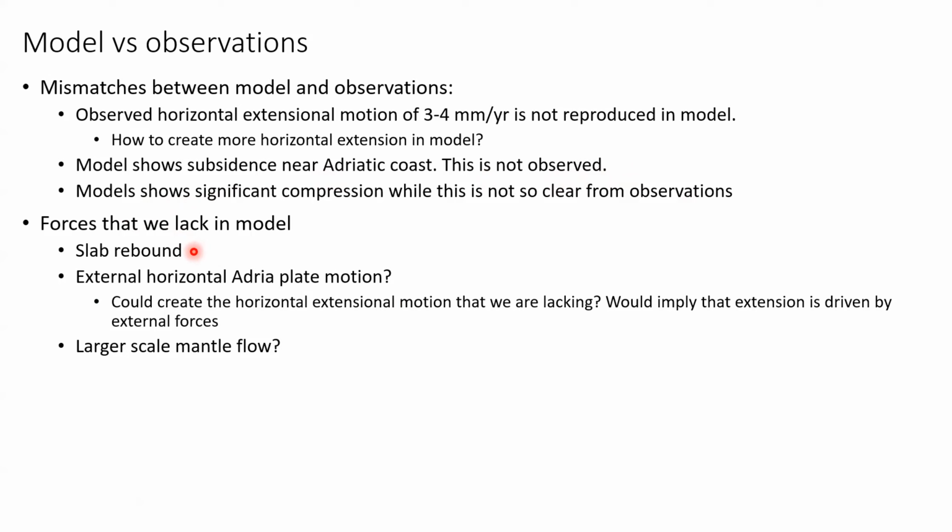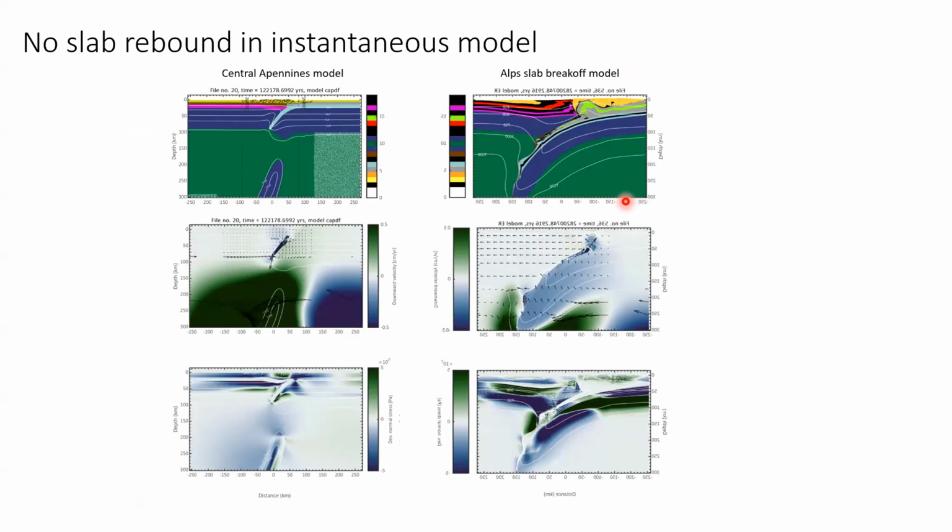The first thing is slab rebound. I'll show you here. On the right, you can see a model from the Alps that has modeled the long-term evolution, first starting with straight plates, then subduction, and then slab break off. In that model, you can really clearly see that when the slab breaks off, the remnant part of the slab moves back up. And that is something we don't have in our instantaneous model, because we start with the slab already like this. So there's never this elastic energy stored from bending the slab, because the slab was already bent. So we also cannot capture the slab rebound in our model.